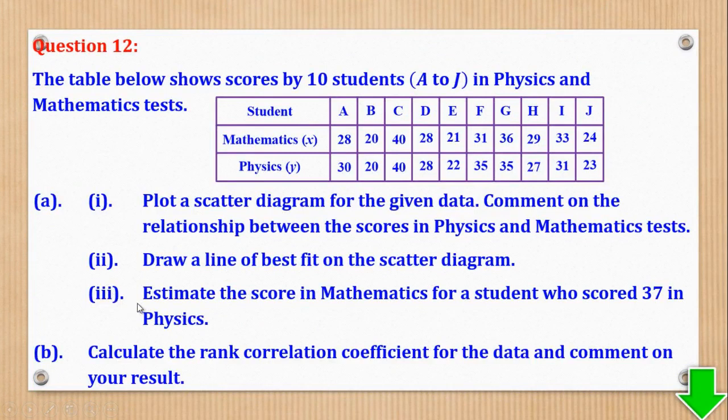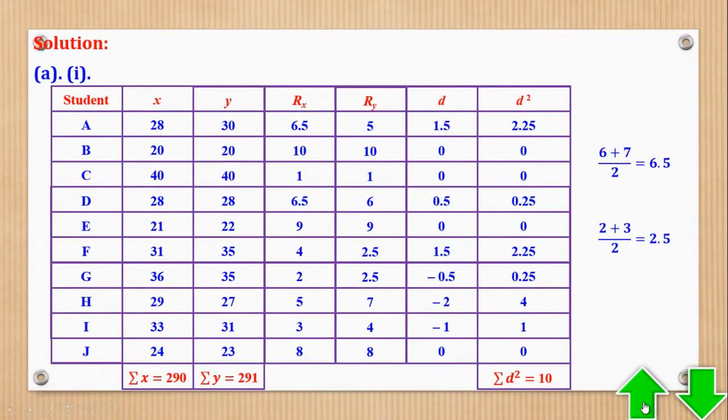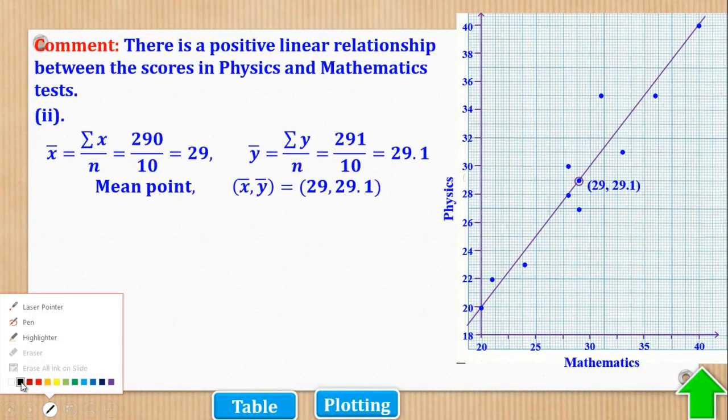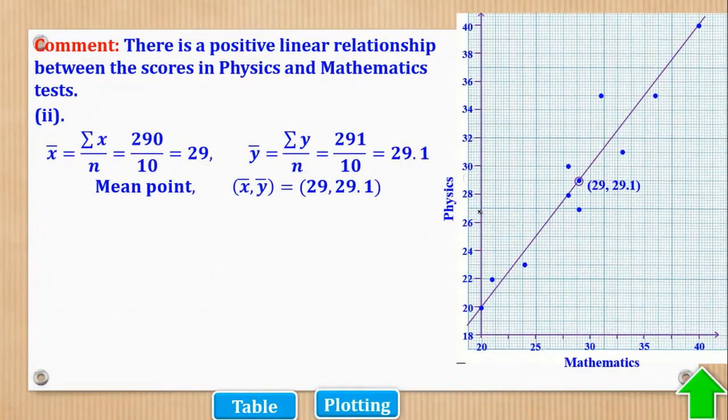Then Roman 3 says, estimate the score in math for a student who scored 37 in physics. So that means you will come here and locate, first of all, 37 in physics. Then take it this side to meet the line of best fit, then drop to meet the horizontal axis. So let's do that.